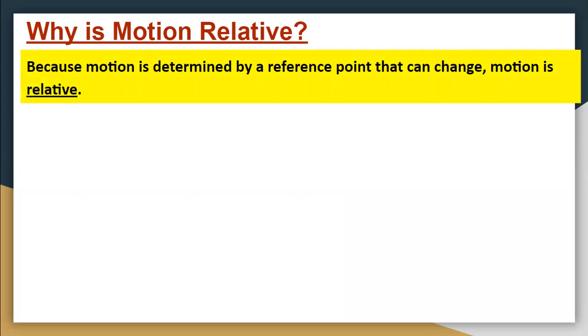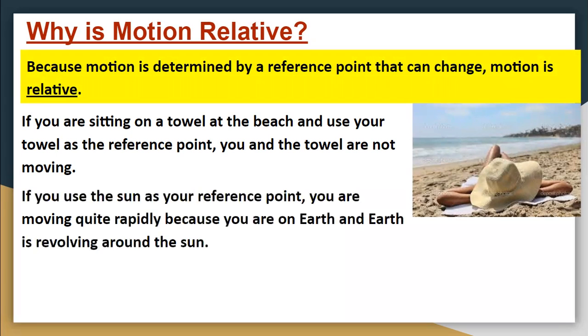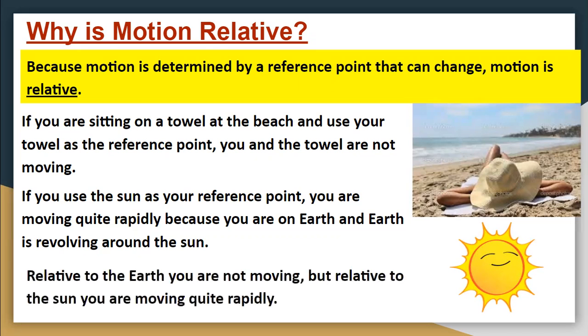So if you're comparing the dog to the tree, he's moving. If you're comparing the dog to yourself, he's not moving. So if you're sitting on a towel at the beach and use your towel as the reference point, you and the towel are not moving. But if you look up at the sky and you look at the sun and use that as your reference point, you're going to notice that the sun is going to be in a different position not too long after you look at it, right? Because you are moving quite rapidly because you are on the earth, and the earth is revolving around the sun. So the earth is moving. Relative to the earth, you are not moving, but relative to the sun, you are moving quite rapidly. So that's why motion is relative.